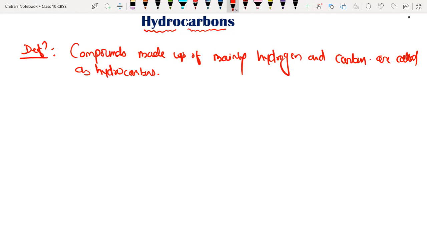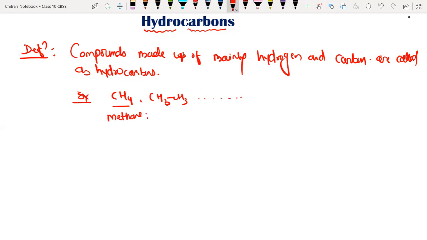Now, examples I'm writing here. Example, we have methane. It is CH4. We have CH3-CH3, it is ethane. We have infinite hydrocarbons, so we will discuss methane gas here. So it is methane.